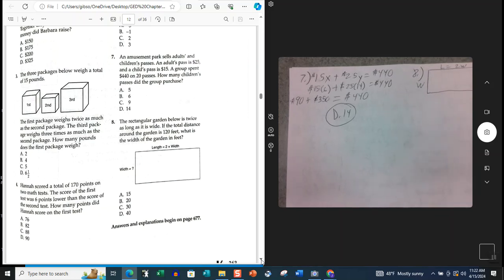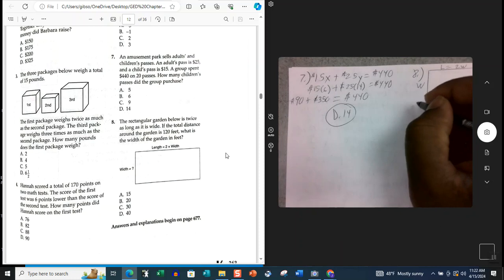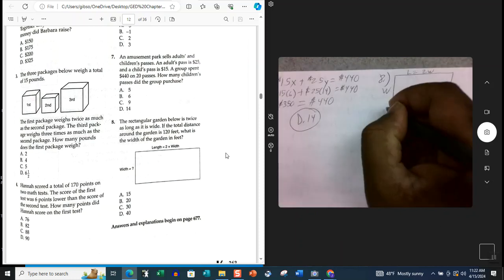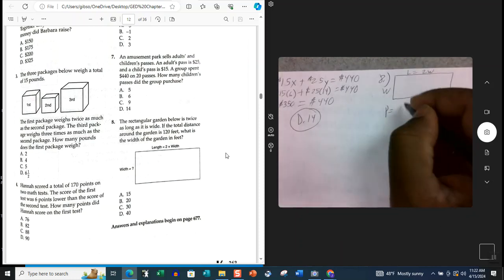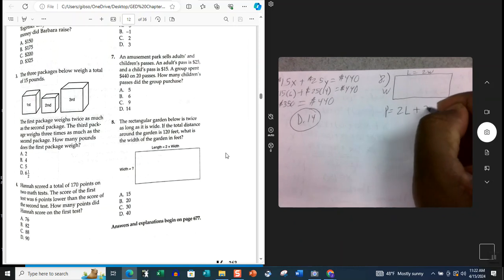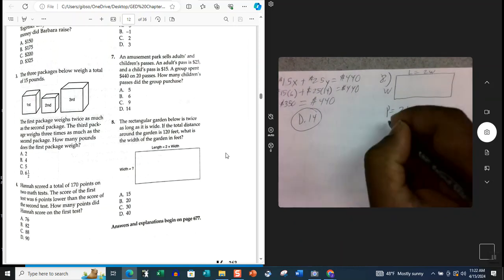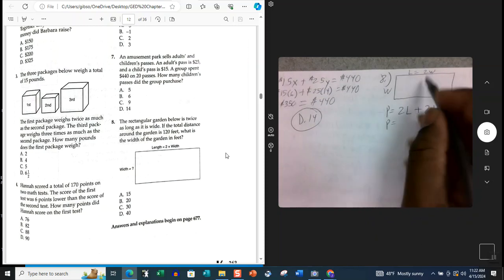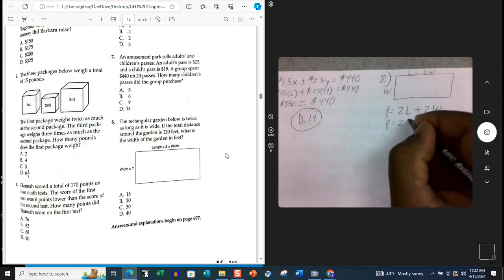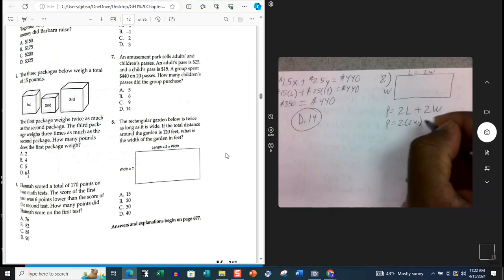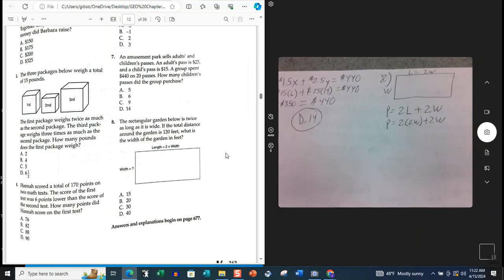Now, we have a couple options. It tells us the total distance around. Now, we know the definition of the distance around is called the perimeter. The perimeter of a rectangle is 2 times the length plus 2 times the width. So the perimeter is equal to, the length is equal to 2W. So it'd be 2 times 2W plus 2 times W.